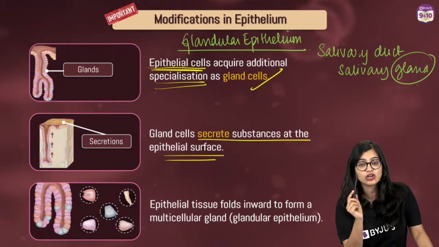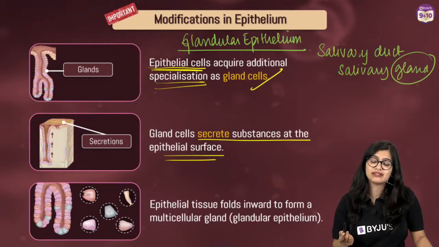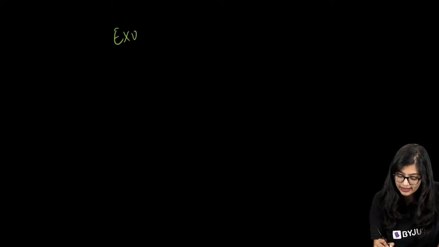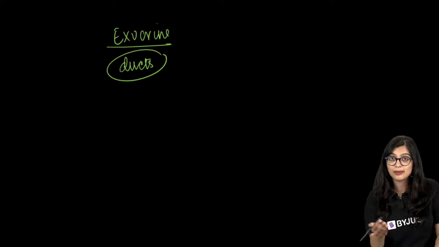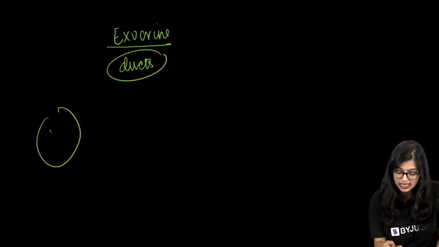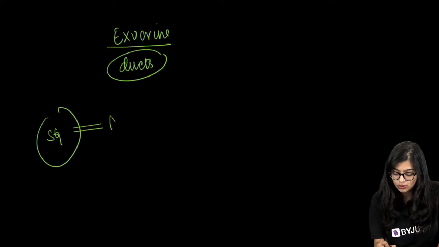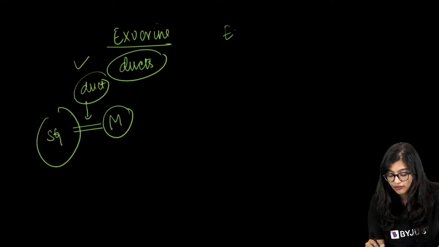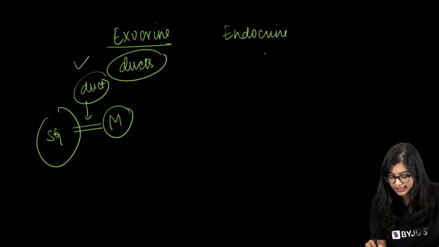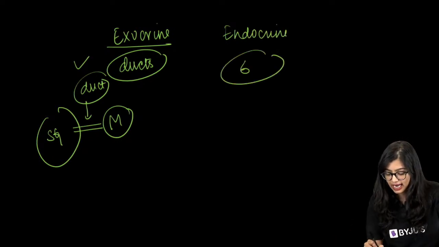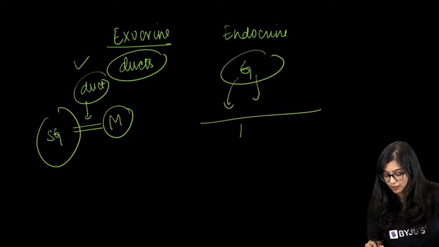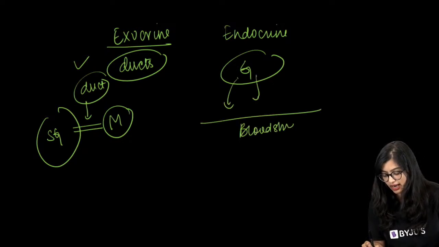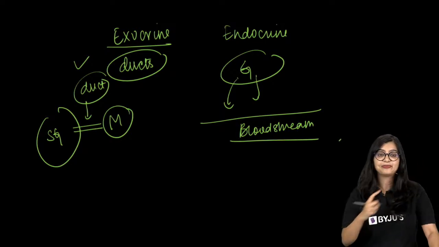Exocrine and endocrine, I'm anyway going to deal with in more detail in your higher grades. But simply put, exocrine glands have these ducts that I told you about. We learned about the salivary duct right now, which transports saliva from the salivary gland to the mouth. So there is a duct present. In the case of endocrine glands, there is no duct. The gland directly pours its secretion into the bloodstream. Are we all clear?